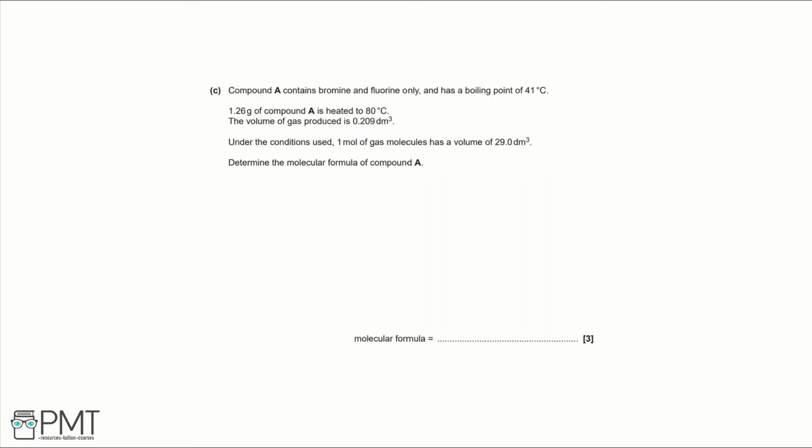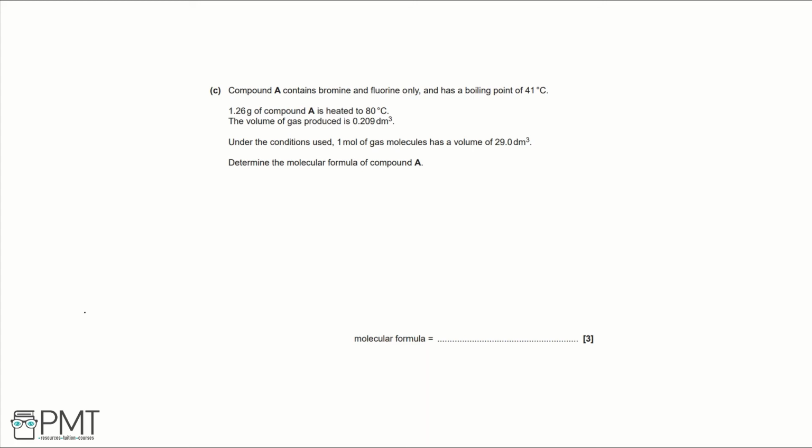Part C. Compound A contains bromine and fluorine only and has a boiling point of 41 degrees Celsius. 1.26 grams of compound A is heated to 80 degrees Celsius. The volume of gas produced is 0.209 decimeters cubed. Under the conditions used, 1 mole of gas molecules has a volume of 29.0 decimeters cubed. Determine the molecular formula of compound A.